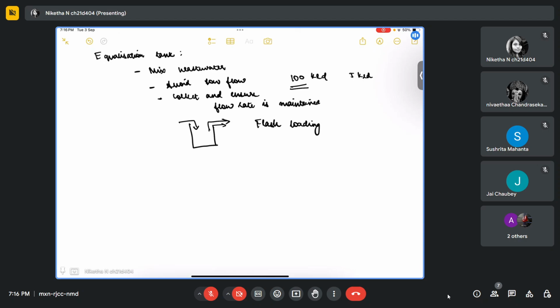Sometimes when the loading is very high, for example, you have a 100 KLD treatment plant and around 105 KLD is the flow rate of the incoming water, this tank will be designed in such a way that only 100 KLD of water comes out. And after some 2-3 hours, when the flow rate reduces, the same 100 KLD flow rate will be maintained, so whatever incoming water there is and whatever water is existing inside the equalization tank will be mixed together and sent at the same flow rate.